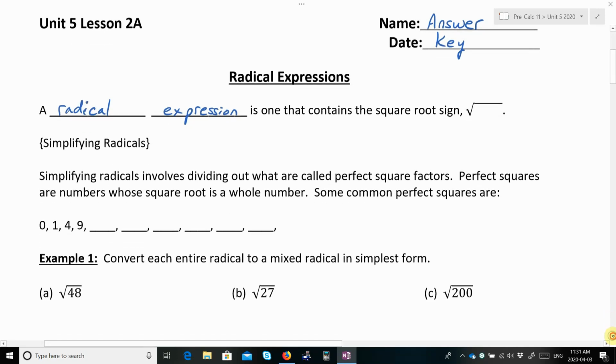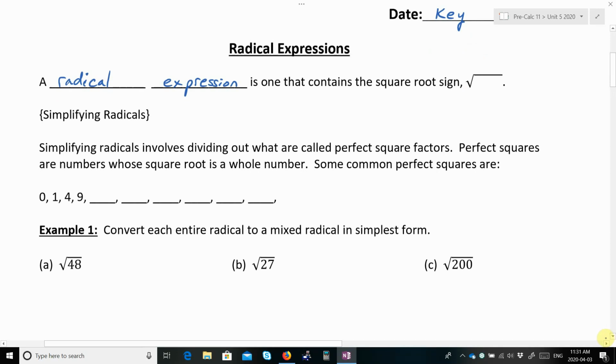And the first thing we're going to look at is simplifying radicals. Simplifying radicals involves dividing out what are called perfect square factors. Perfect squares are numbers whose square root is a whole number. Some common perfect squares are 0, because the square root of 0 is 0. 1, because the square root of 1 is 1. 4, because the square root of 4 is 2, and so on. The square root of 9 is 3.